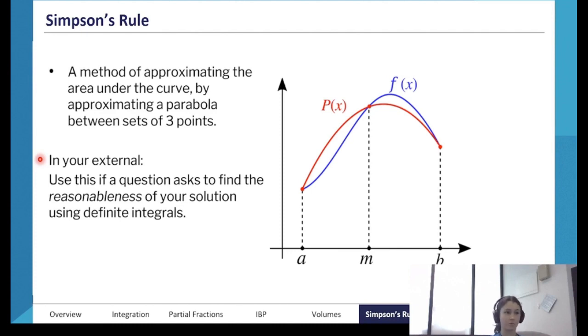The reason that you'll be asked to find the reasonableness is that reasonableness means you could achieve the same result with two different methods of maths. And if you can achieve the same result using two different methods of maths, it means that your solution is reasonable because your two methods corroborate. They're like corroborating evidence from history, if you're in history. So this is most likely what you're going to be asked to do with it.